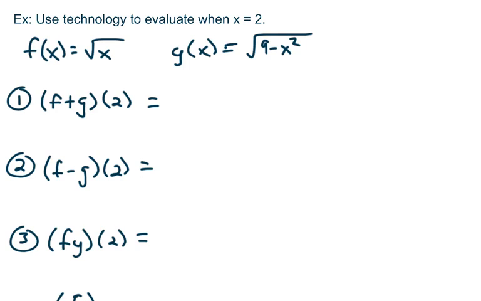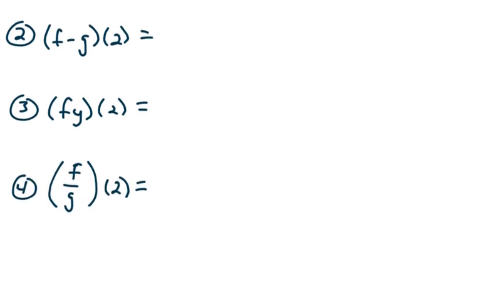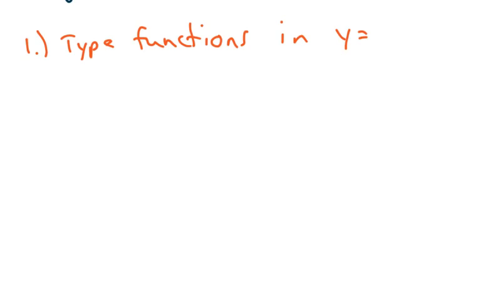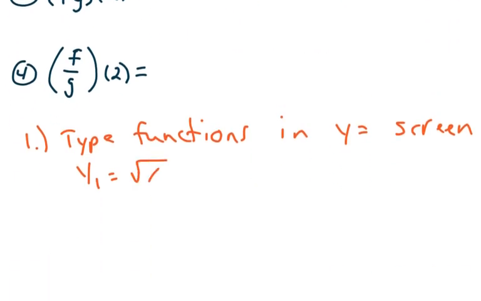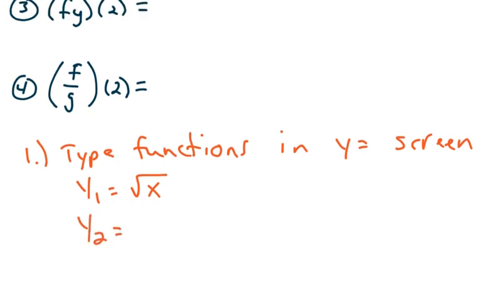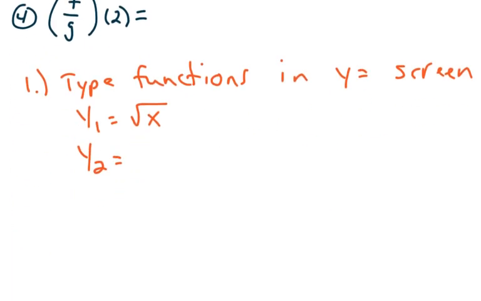Okay, so our steps. First step, I'm actually going to just write these at the bottom and I'll scroll back up. So step number 1, type your functions in the y equals screen. Okay, so that's the upper left-hand corner. So it'll be like y1 equals, in this case, the square root of x, and then y2 equals the square root of 9 minus x squared. Okay, so type functions in the y equals screen.